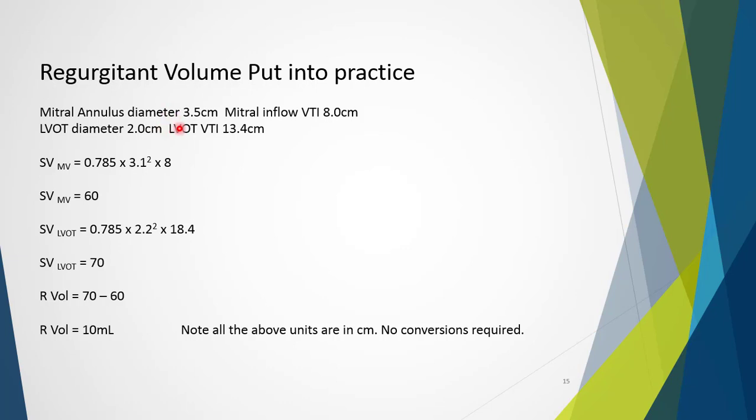We had a mitral annulus diameter of 3.5 centimeters and the VTI worked out to be 8 centimeters. Then we measured our LVOT diameter to be 2 centimeters and the VTI there to be 13.4. Working out the stroke volume through the mitral valve, we get 60 mils. Working out the stroke volume through the LVOT, we get 70 mils. So it's a simple substitution then: 70 minus 60 gives 10 mils.